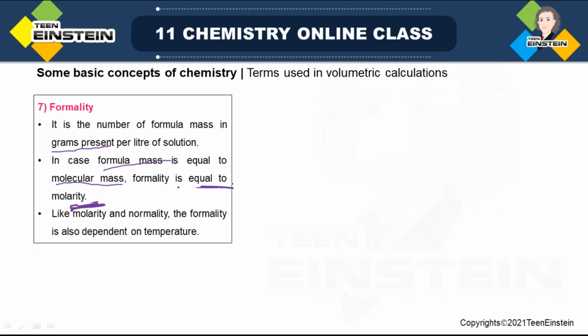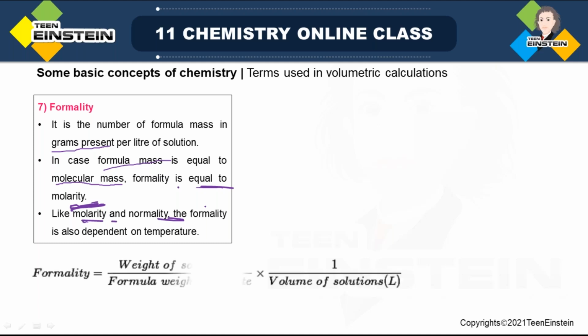Okay, but sometimes it happens when you dissolve any solute in solvent, there is some dimer formation, or association, or there may be some dissociation. So only in those cases we have to consider formality. And another point, just like molarity and normality, where we have already seen some temperature dependence, that is also true for formality.